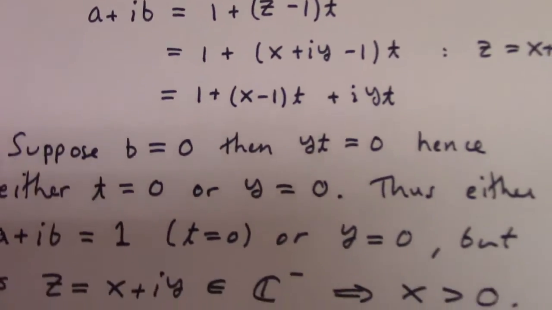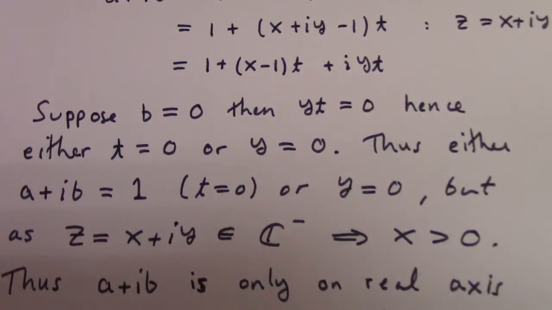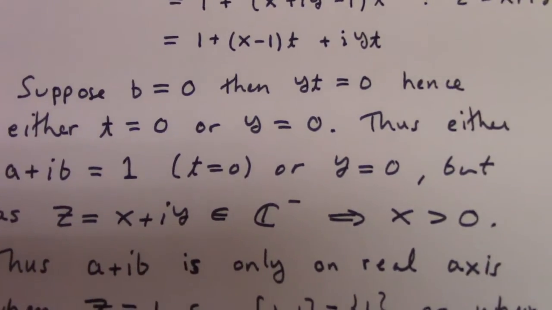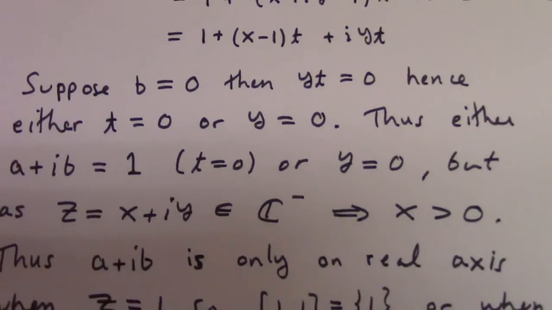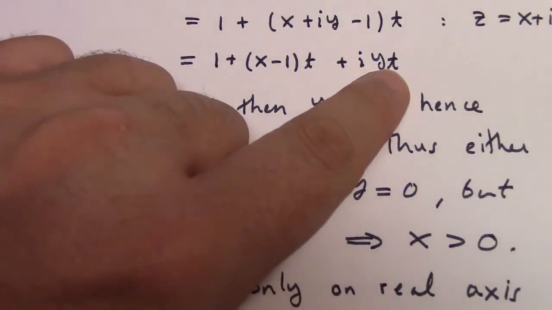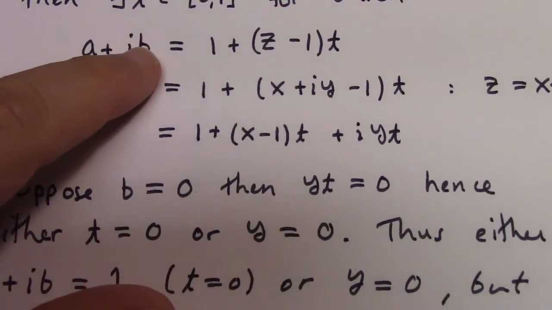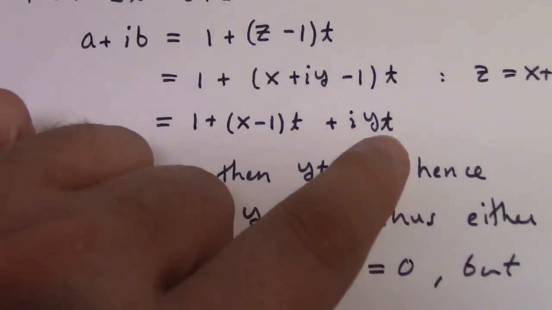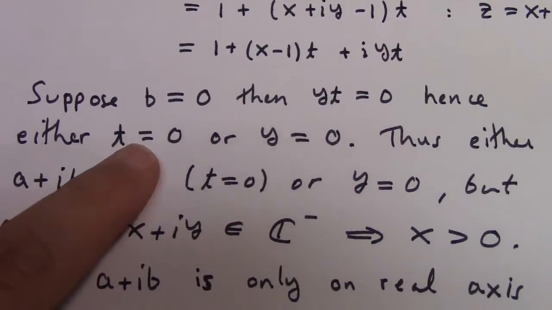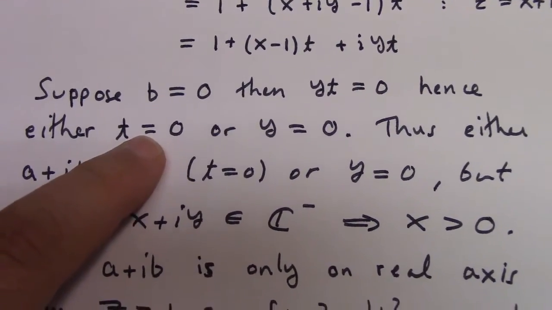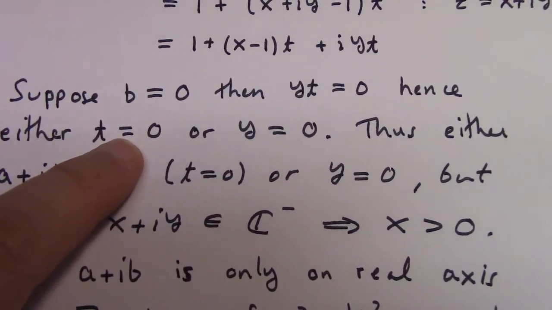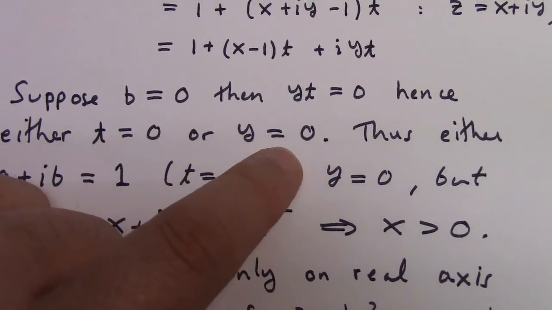So if b is equal to 0, in other words, if it's on the x-axis, we really need to show that that point has to be in the positive real axis. If b is equal to 0, that means yt is equal to 0, because a plus ib is equal to this, but imaginary parts have to match up, so yt is 0. But if yt is 0, either t is equal to 0, which means you're at the point 1, which is clearly fine, or y is equal to 0.